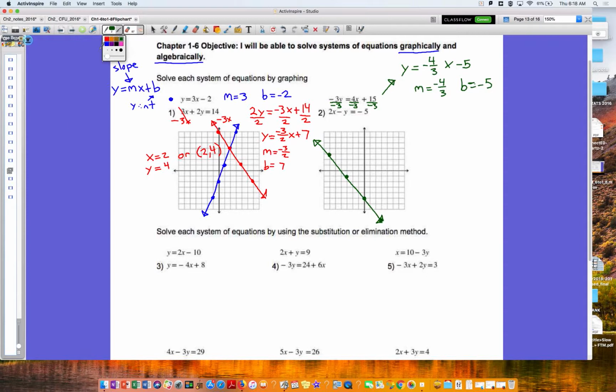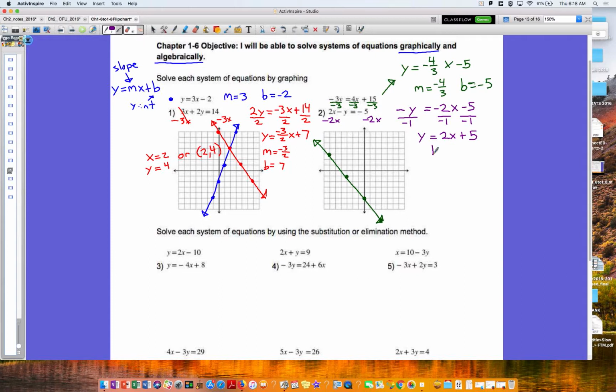Okay. All right, let's do the second one. So now with the second one, we've got a couple steps to do here. I'm going to get y by itself. So I'm going to subtract 2x from both sides. Careful, don't forget there's a negative in front of that y. Negative y equals negative 2x minus 5. So to get rid of the negative, I'm basically dividing everything by negative 1. So y equals 2x plus 5.